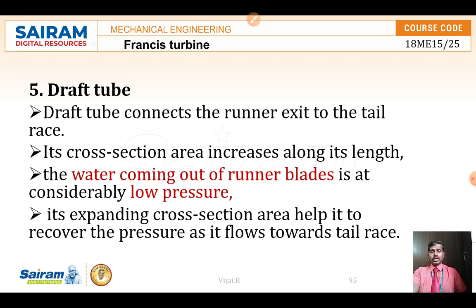After the water hits the turbine blade and rotates it, we have to remove the water from the area. The water coming out of the runner blade will be at a low pressure. To make it a considerable pressure, we have to increase the pressure towards the tail race.